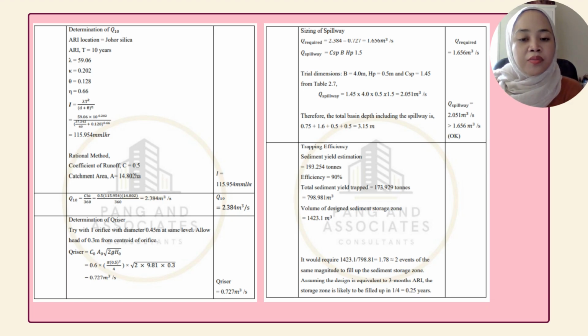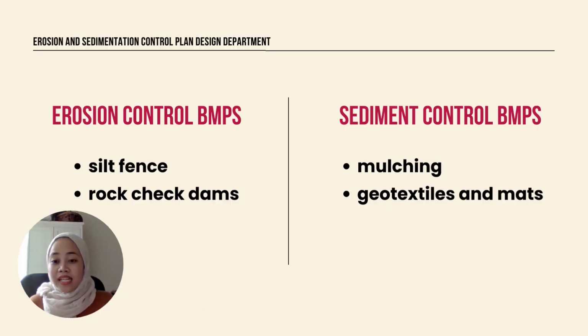For this calculation, we can conclude it would require 2 events of the same magnitude to fill up the sediment storage zone. Assuming the design is equivalent to a 3 month ARI, the storage zone is likely to be filled up in 0.25 years. Lastly, for this chapter, the erosion control BMPs that we use are silt fence and rock check dams. Next, the sediment control BMPs that we use are mulching and geotextile.